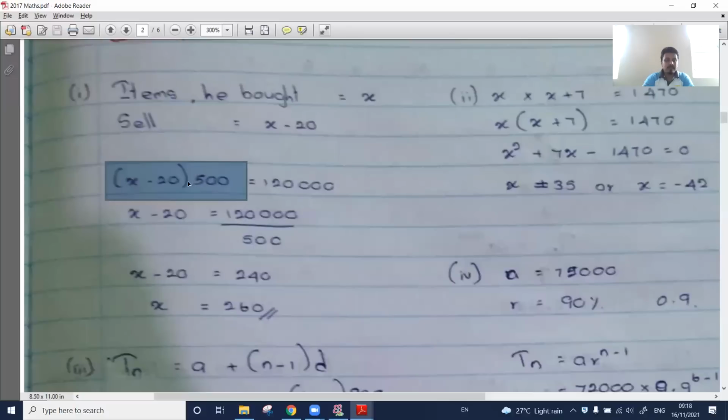This person was able to recover his cost. What was the cost? 120,000. So x minus 20 into 500 should be equal to 120,000. We have developed a formula based on the given scenario.